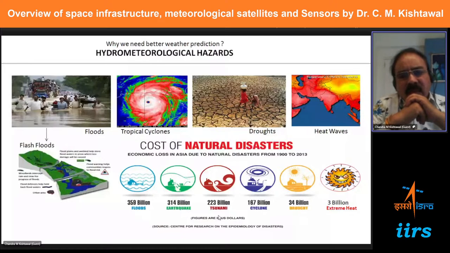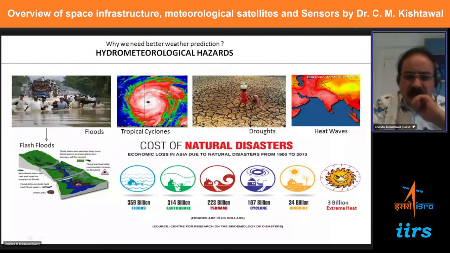And when a drought occurs, it doesn't occur over a small area. It occurs over a very vast area, and it affects, I think, millions of people. So that is why this is the cost of this. I have shown you this in this graph.